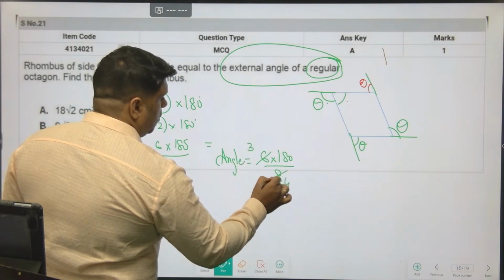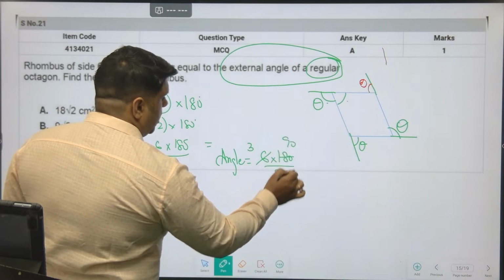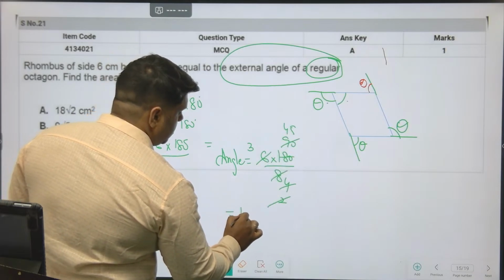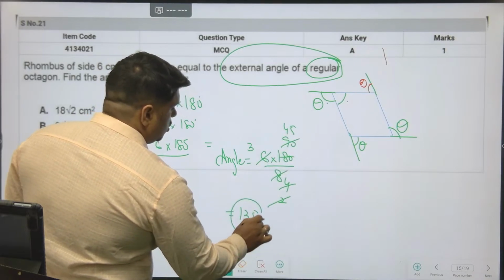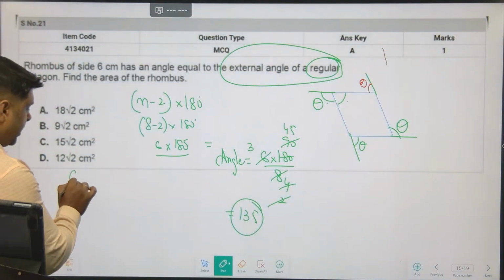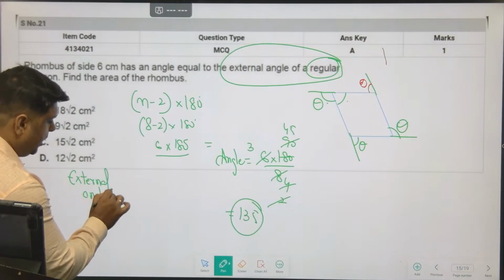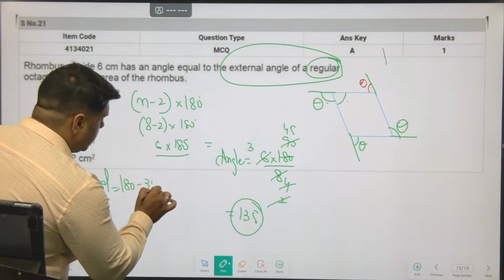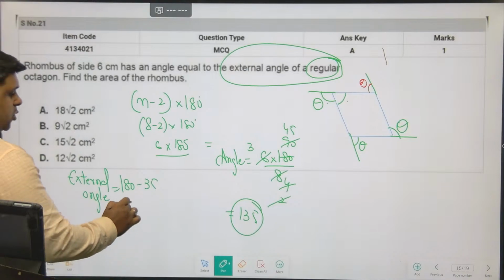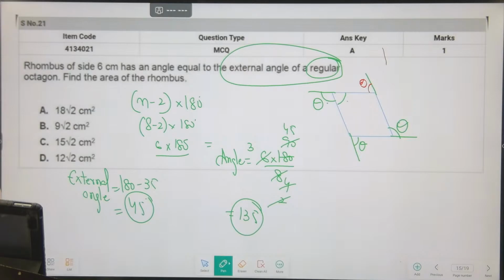3 4 290. 45, so it is 135. So the angles of a regular octagon are 135. So external angle, like I previously told you, is 180 minus 135. So 180 minus 135 is equal to your 45. So now we have found the external angle of a regular octagon.